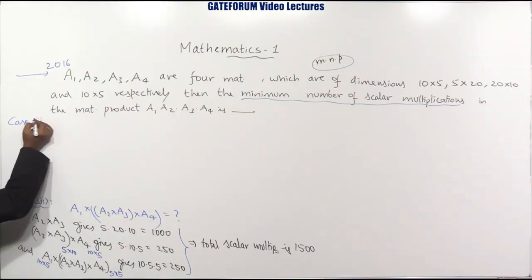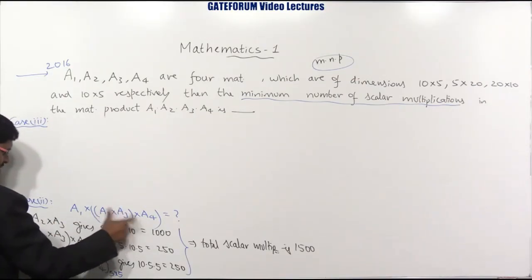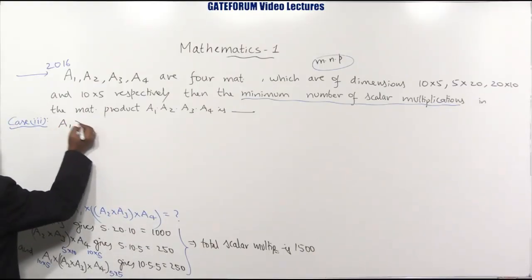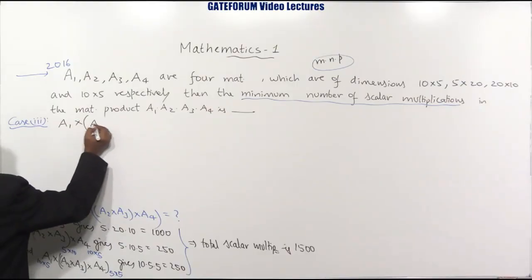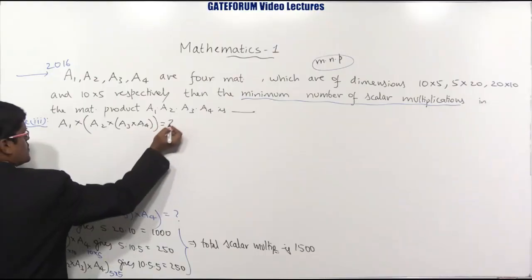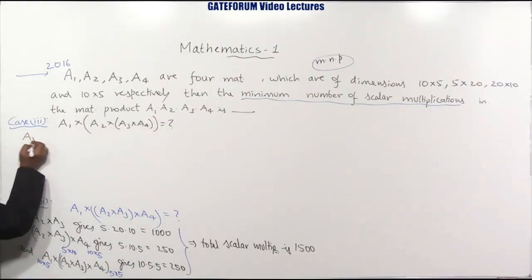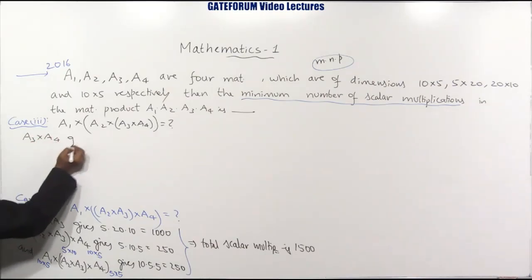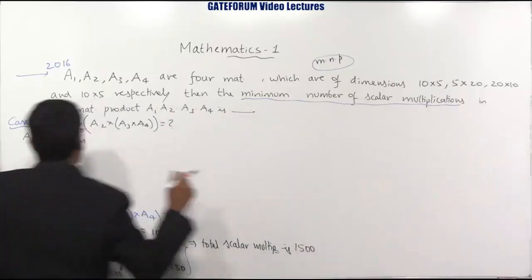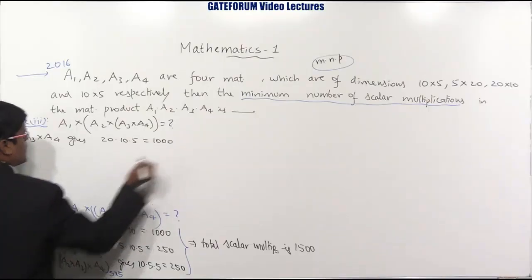Case 3. You all remember the associative property. In case 2, for A2, A3, A4, I want to change the brackets. That means A1 is finally multiplied by A2 into A3 into A4. So the first step is A3 into A4. A3 is 20 into 10, A4 is 10 into 5. M into N into P gives 20 into 10 into 5. That is 1000 multiplications.